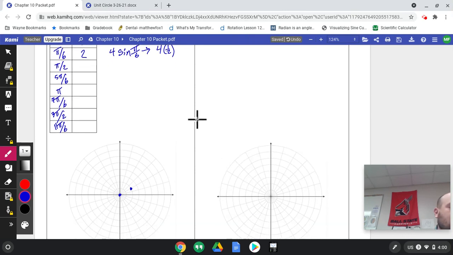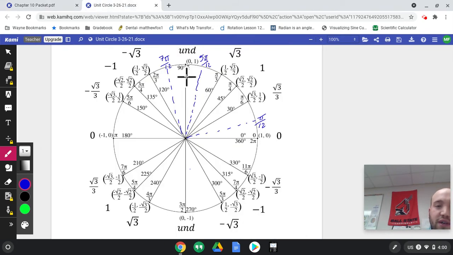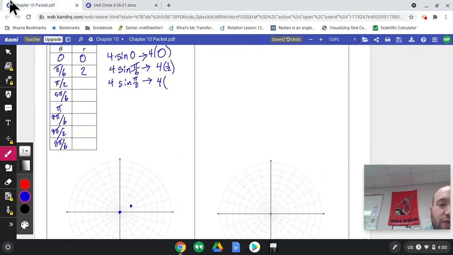Okay, now our next one, pi over 2. So pi over 2, 4 times the sine of pi over 2. Now the sine of pi over 2, we go up here, sine of pi over 2 is 1. So 4 times 1, you know, is 4. So at pi over 2, that's a quarter turn, and up 4. 1, 2, 3, 4.